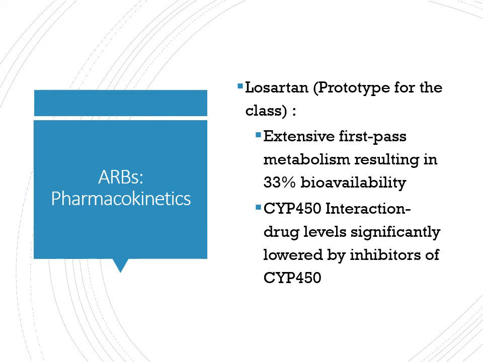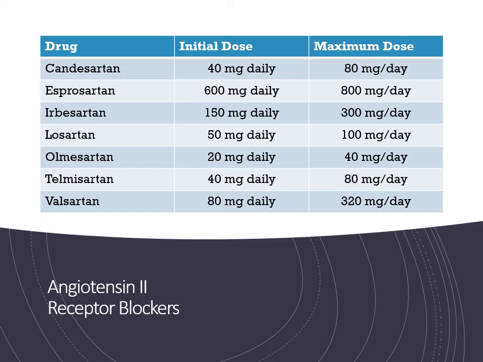Losartan is the prototype for ARBs. But it's not very potent, and you can see that the first pass metabolism results in only 33% bioavailability. This is one of the major ones that is used because of its generic availability, but it's not very potent, and frequently doses need to be increased to get to maximum doses. These are the common ARBs and their initial and maximum doses.